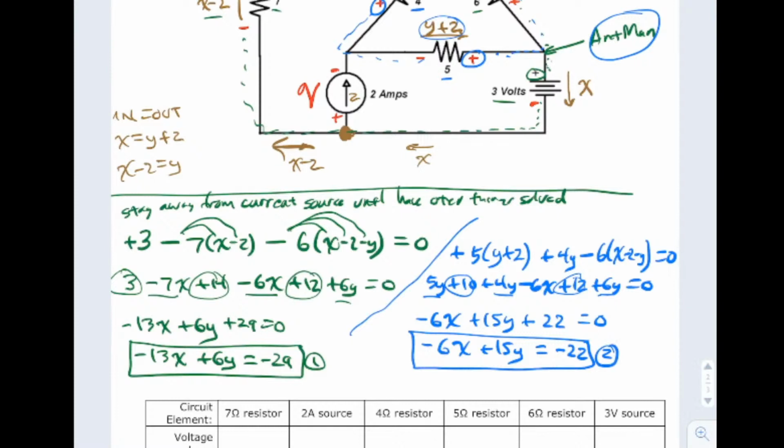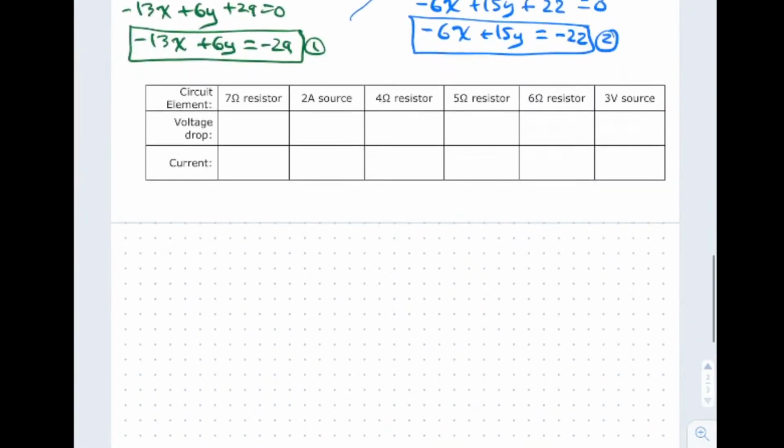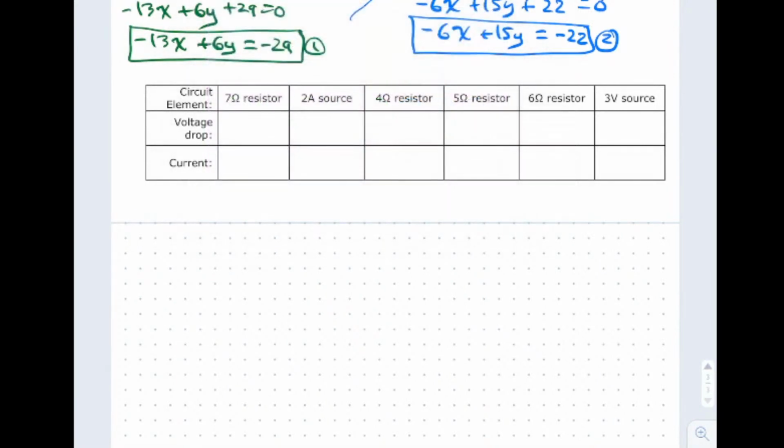Cool! I've got 2 equations with 2 unknowns. So, what do you say we solve them? Good thing I can get more paper down here, right? Solving time. I'm going to put my 2 equations, one on top of the other. Negative 13x plus 6y equals negative 29. That was the first equation. Negative 6x plus 15y equals negative 22. That's the second equation. Now remember, our strategy is to add the equations and have something go away.